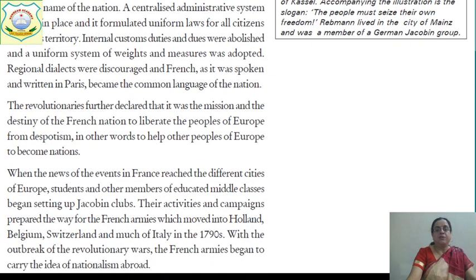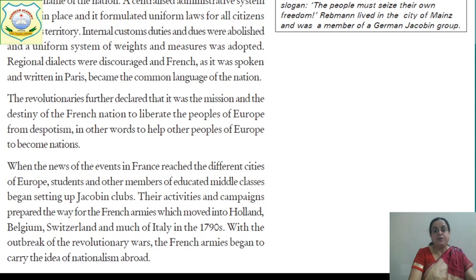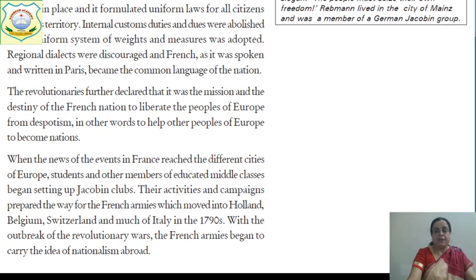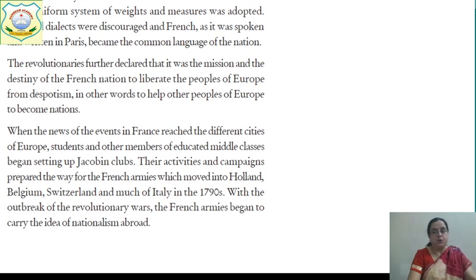Then, when the news of the events in France reached the different cities of Europe, students and other members of the educated middle classes began setting up Jacobin clubs. Their activities and campaigns prepared the way for the French armies. They were welcoming French armies which moved into Holland, Belgium, Switzerland, Italy in the 1790s.